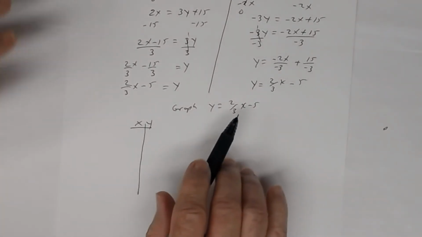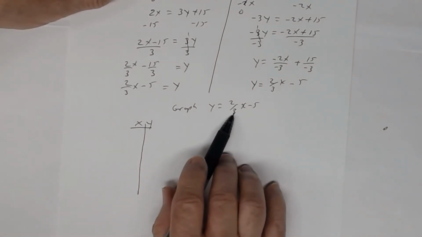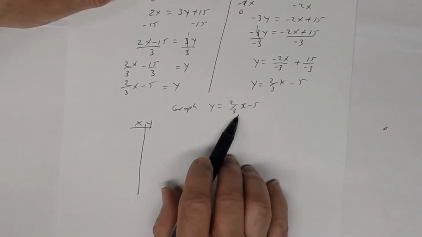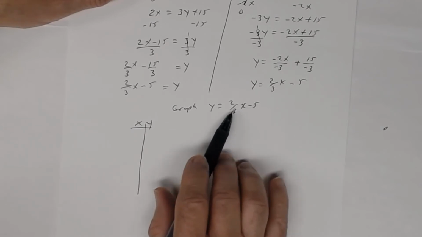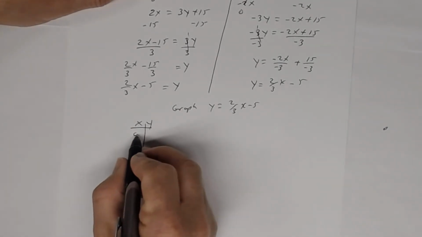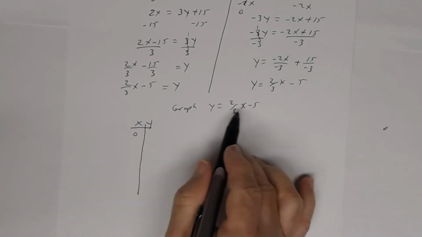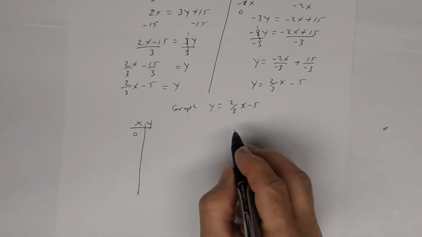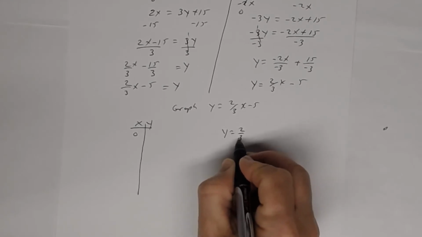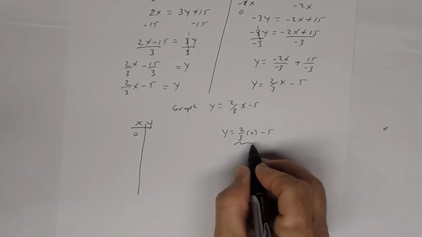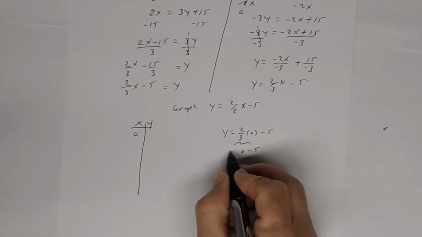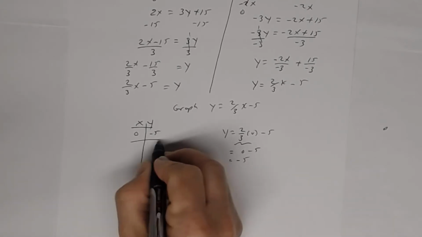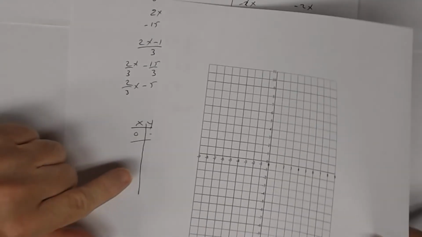So x, y. So I have a fraction though, so you wanna choose values of x that are divisible by 3. 0 is always divisible by this denominator, whatever denominator you have here. So let's use 0. So you notice I'll use 0 when I get y by itself. I'll always use 0 for x. So I get y equals 2/3 times 0 minus 5. 2/3 times 0 is 0. 0 minus 5 is a negative 5. So there's one of my ordered pairs. So I'm going to put that on the graph.